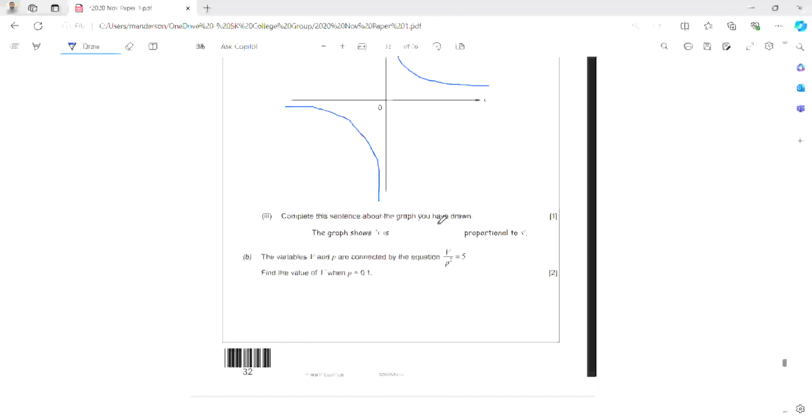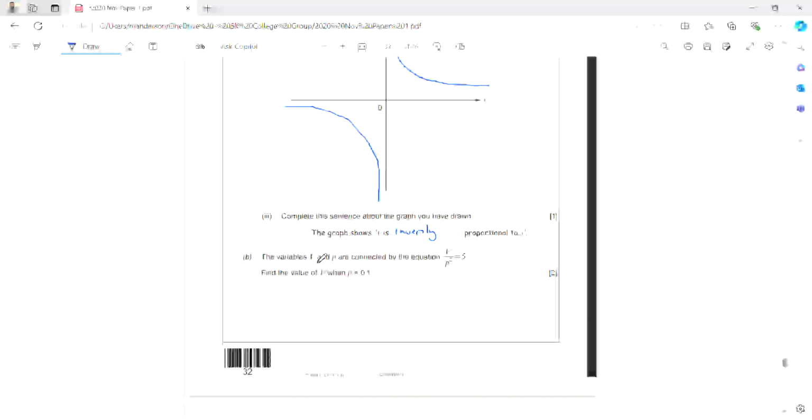Complete the sentence about the graph. The graph shows y is something proportional to x. Okay, so the word is inversely. So it's inversely proportional, because as y gets bigger, x will get smaller, and if x gets bigger, y will get smaller.